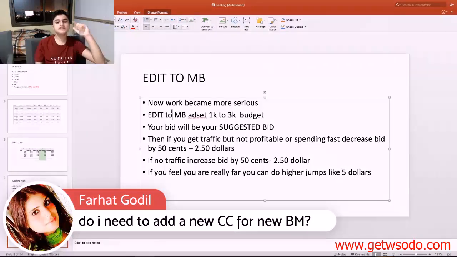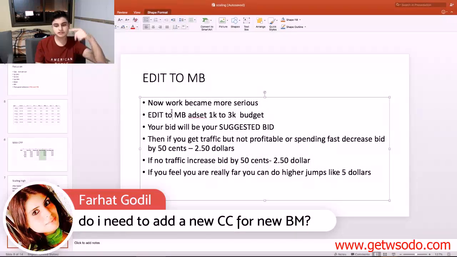So if it's a winner, you will not need to do any of that. You'll just put the suggested bid and it will work right away. You may need to make small changes, like 50 cents up or down, or $1 maximum, sometimes $2, but not more than that. You will find it working so smoothly. And if you feel that you're really far, you can do higher jumps, like $5.